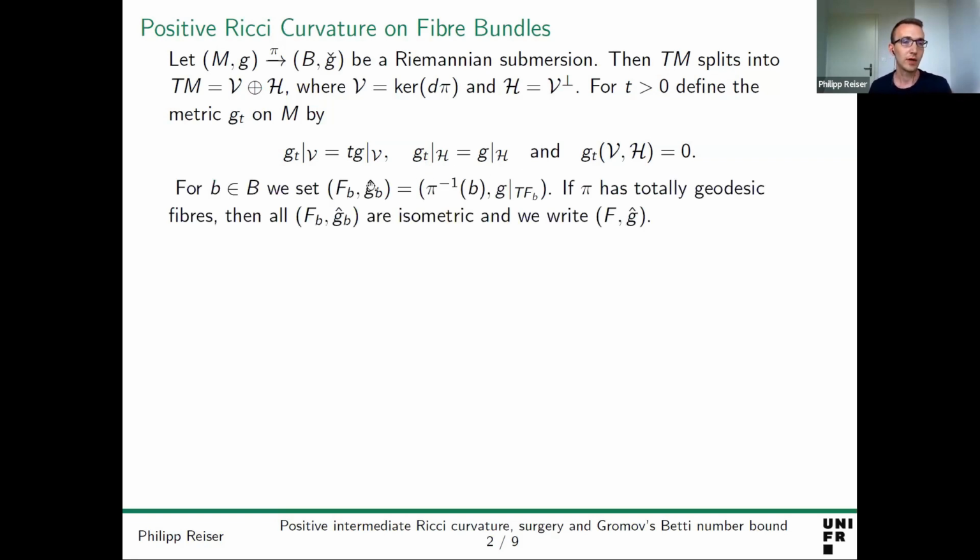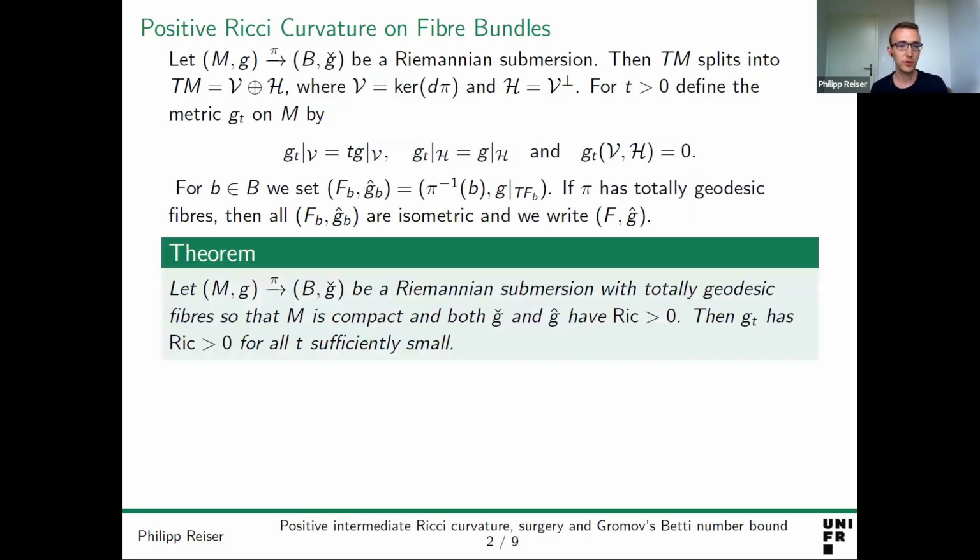And some further notation. For a point in the base, you denote by this the fiber over this point, so the preimage under pi, and by g hat the corresponding induced metric. And if we assume that the submersion has totally geodesic fibers, then all these fiber metrics are isometric, and we can just drop the base point.